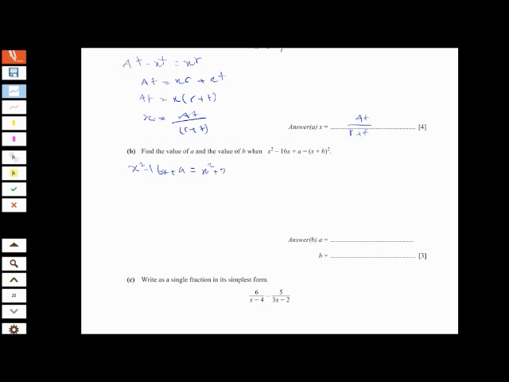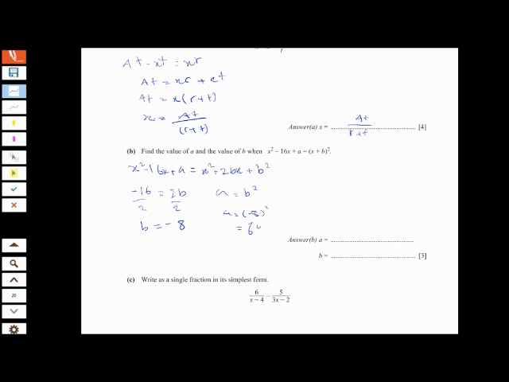And now compare x squared equals x squared, and then here minus 16 should equal 2b, and a should equal b squared. Now work this out. Divided by 2, divided by 2, b should equal negative 8. And then you substitute here, a should equal negative 8 squared, which is 64. A is 64 and b is minus 8.